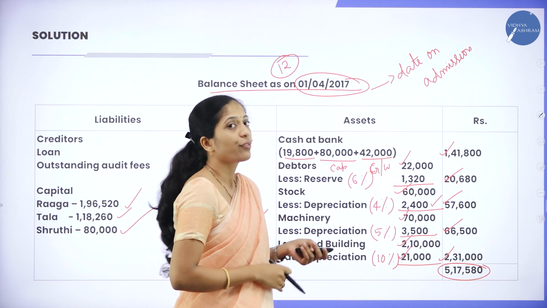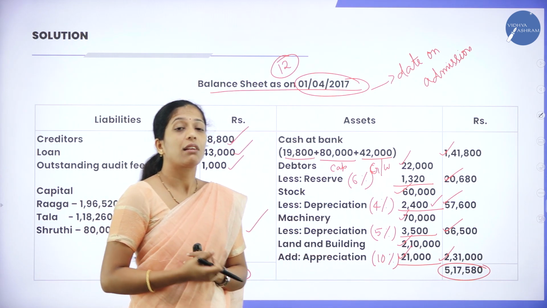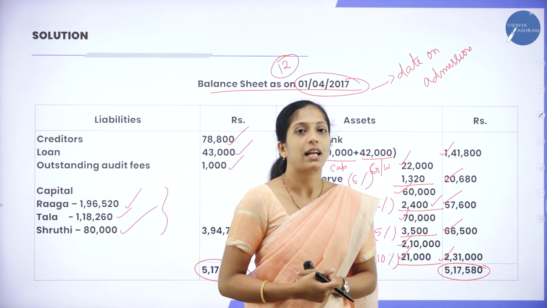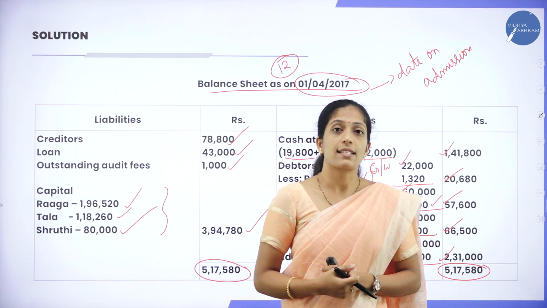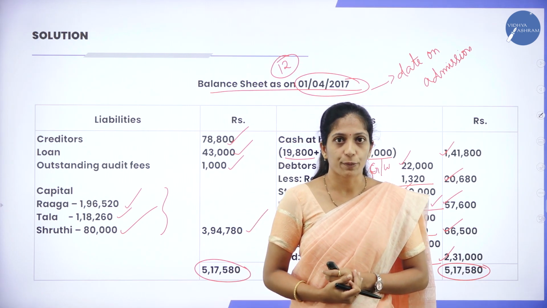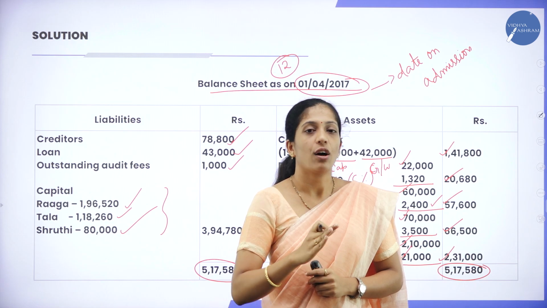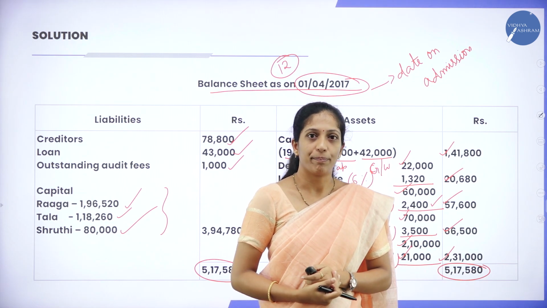Okay, so this is for 12 marks where you have to prepare revaluation account, partners capital account as well as balance sheet. As I told you, bank account is optional. So either you can prepare it or you can directly prepare the balance sheet.